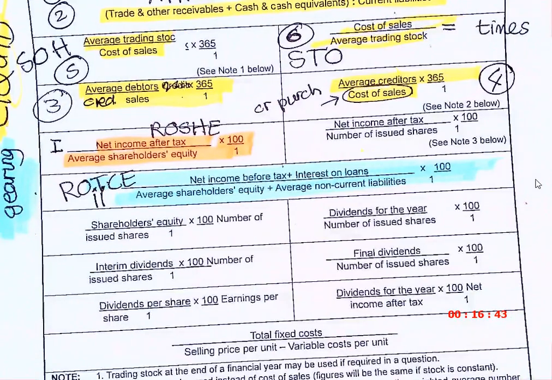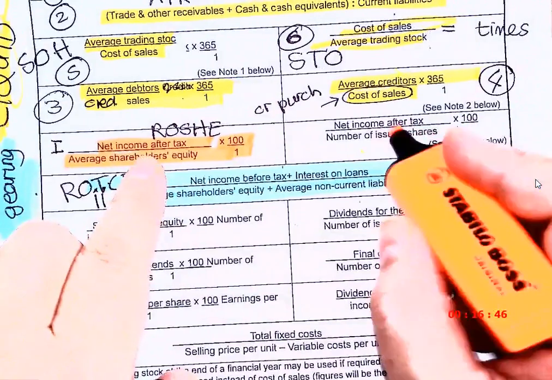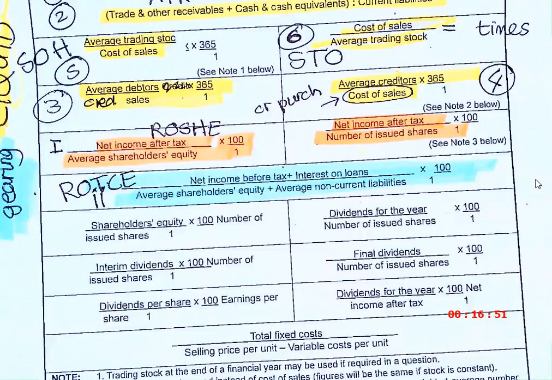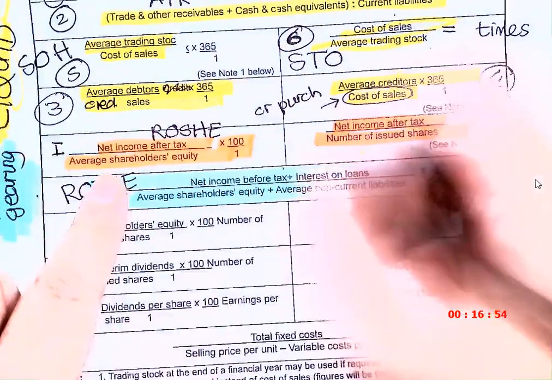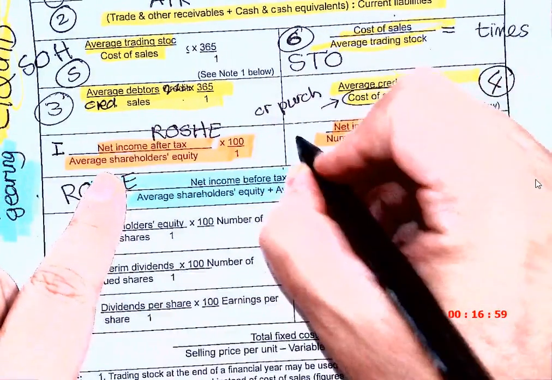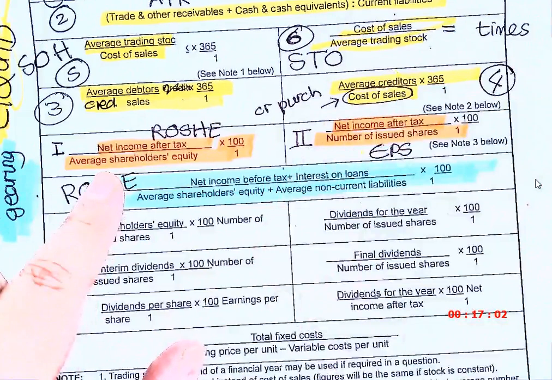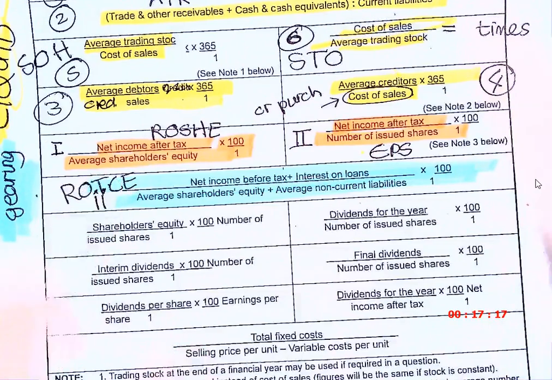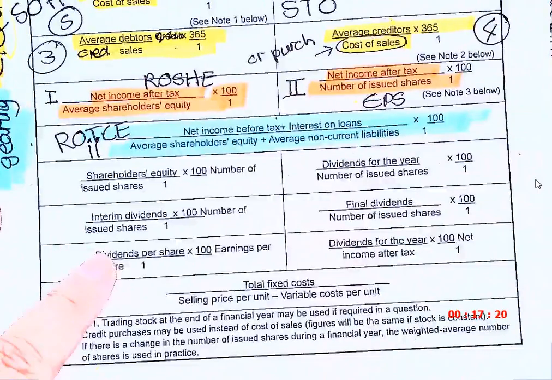The next one, can you see it's the same? Net income after tax, but now they take the number of issued shares. Can you see it's the same ratio? It's just a bit different. This is my EPS. Because what is my earnings in rand? My earnings in rand is net profit after tax. What's my earnings per cent? It's my net profit after tax over shares. Okay?